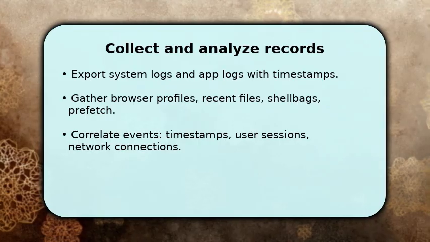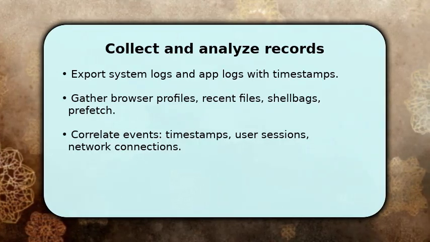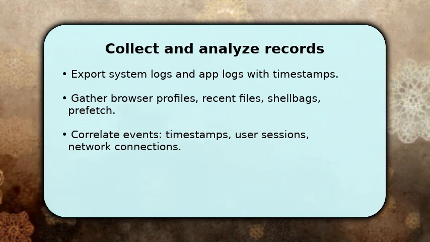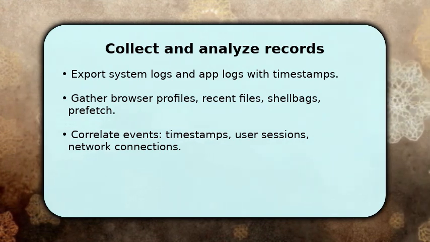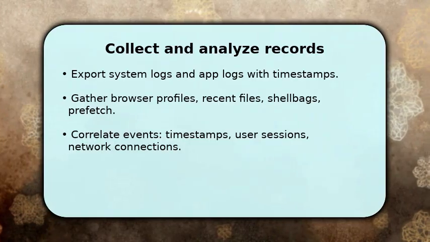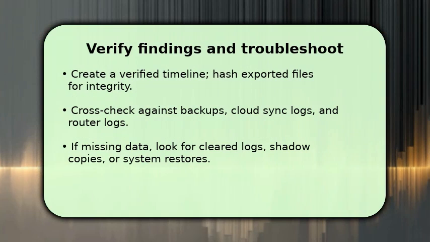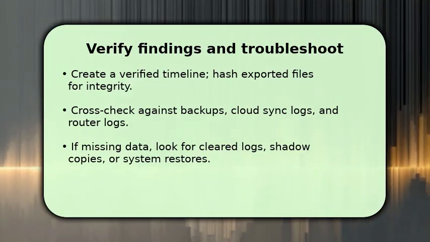As you analyze, focus on sequences. What started first? What opened a file? Because causality matters. Make sure to document every export path and note any gaps caused by log rotation or clearing. Finish by building a verified timeline and hashing all exported artifacts to prove integrity.